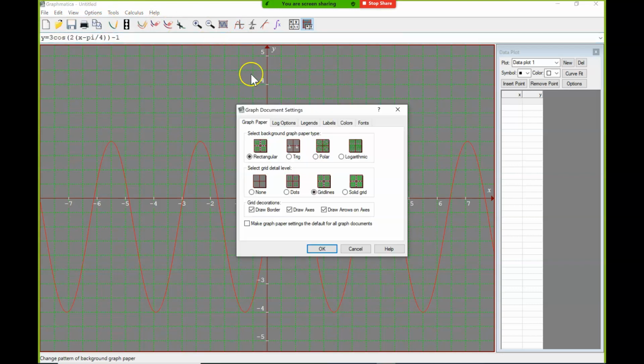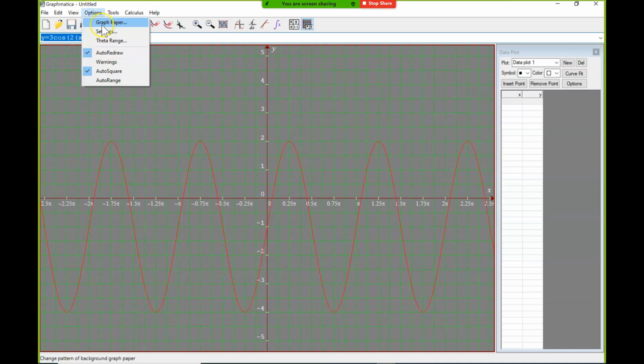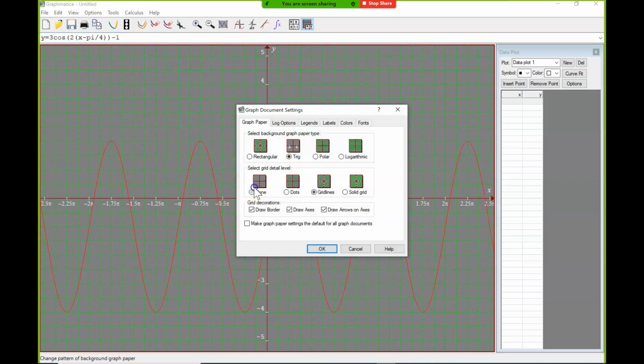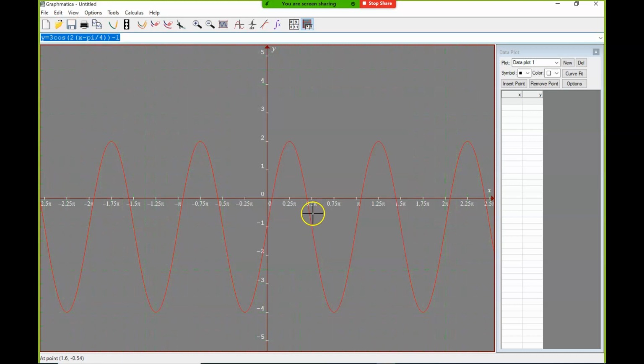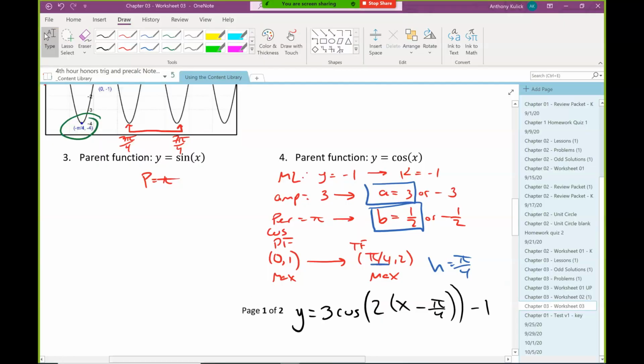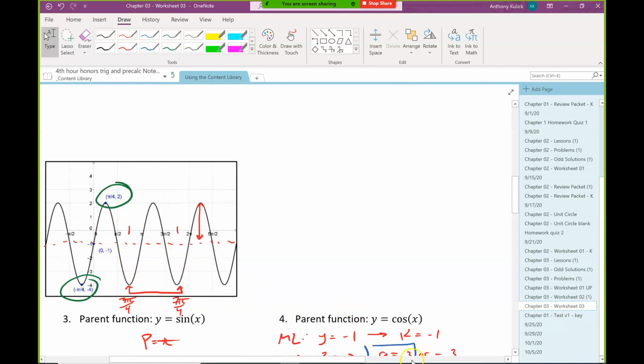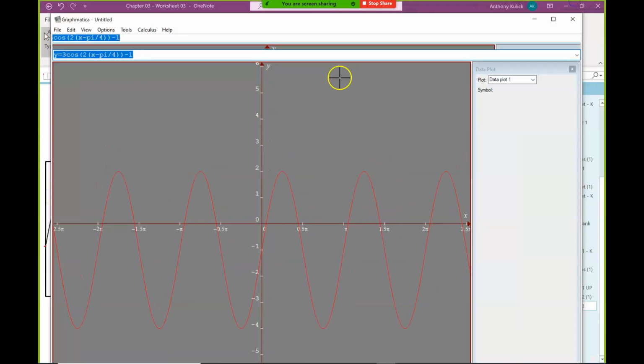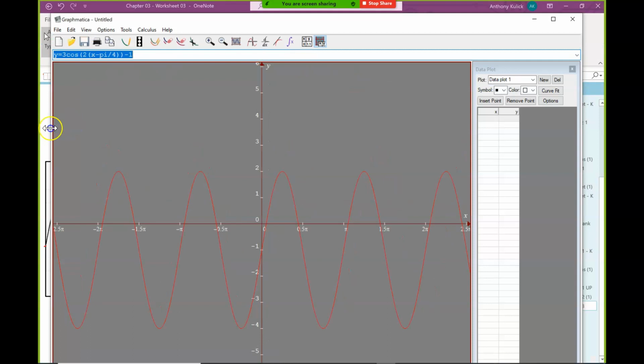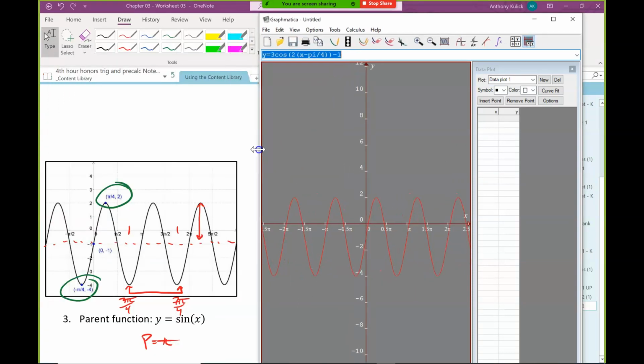And graph paper, let's make that the trig axis. And let's get rid of all those grid lines. Okay, so that looks identical to the picture there, right? If I pull them up at the same time. We agree, though, that that's the same picture? Okay. Oh, yeah, that would do it.